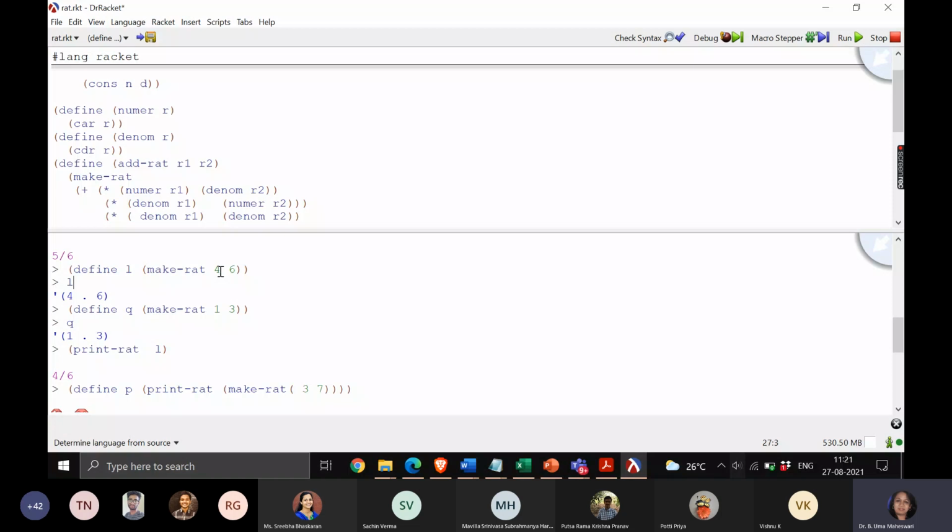So 4 by 2, 6 by 2, right? So you will get 2 and 3. Yeah, sorry. So you will get the same number in a reduced format. So let us modify the previous program.